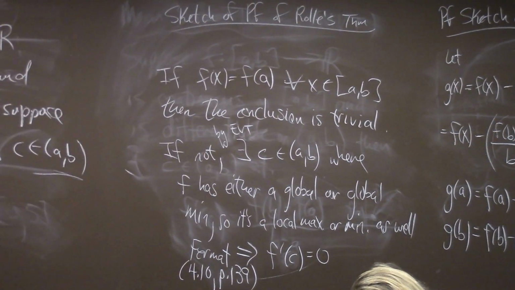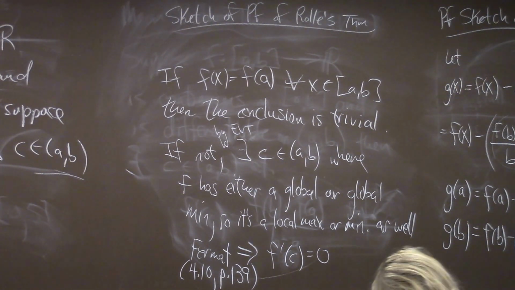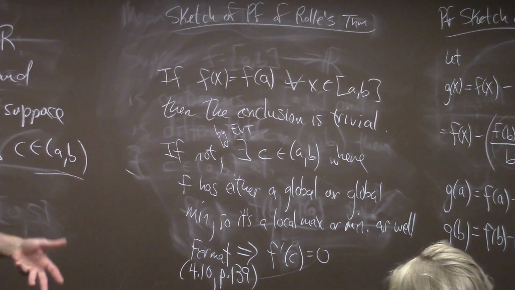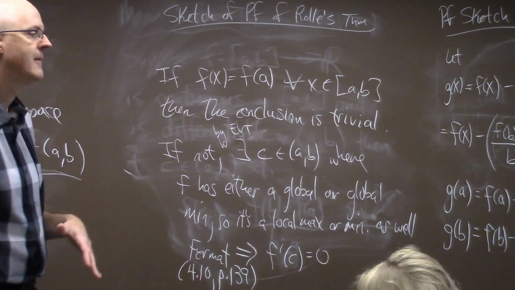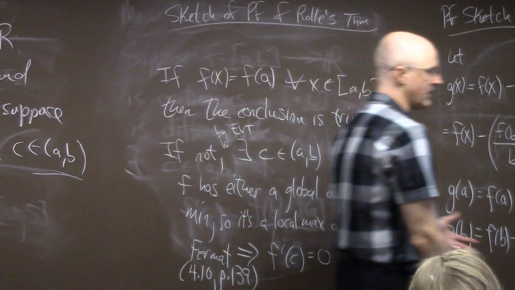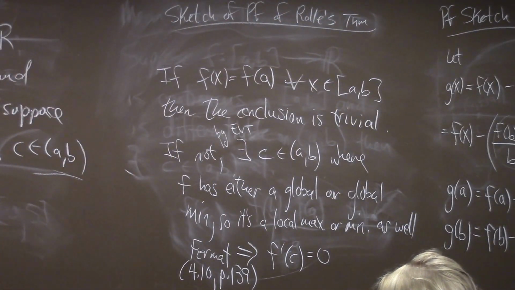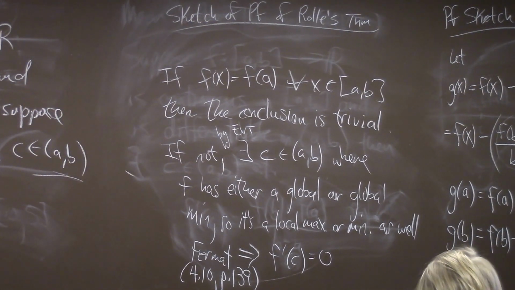The book states the conclusion of Fermat's theorem as either f is not differentiable at c if you've got a local max or min there, or f prime of c is 0. In either case, you've got a critical point for the function at c.